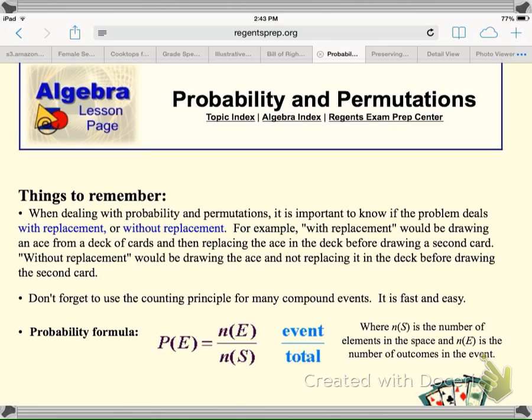Don't forget to use the counting principle for compound events. It's fast and easy. And here's our probability formula. You've been using it forever. S is the number of elements in the space, and the number of outcomes in the event is your numerator.